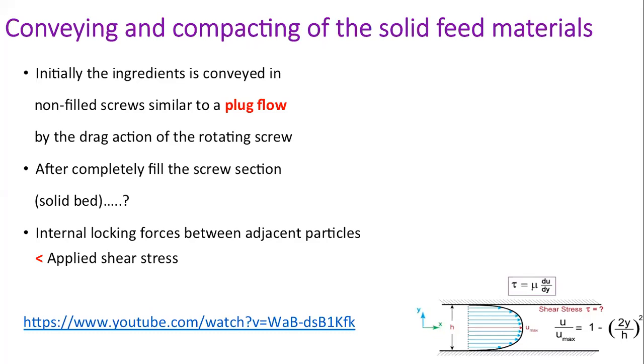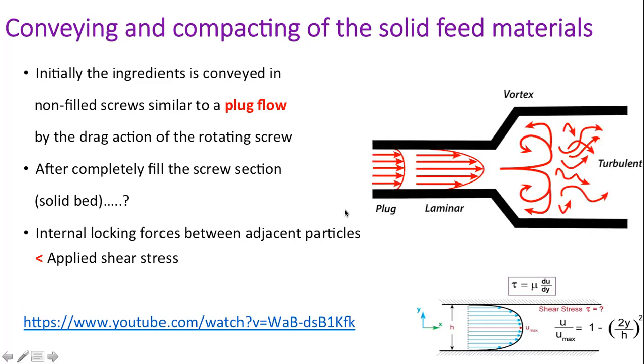Then what happened? The extruder has started. The parts are moving. The screw is also moving. We have added 1 kilogram of raw material, then it starts to move. Initially, the ingredients are conveyed in a non-filled screw, similar to a plug flow. We call it a plug flow as a result of the drag action of the rotating screw.